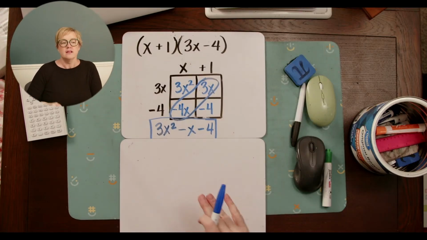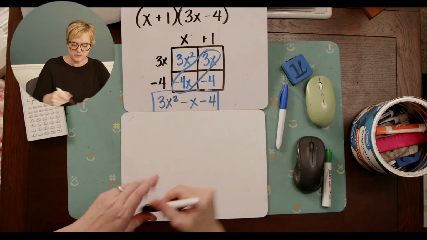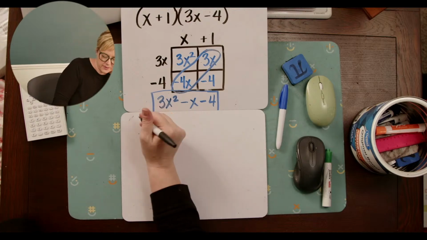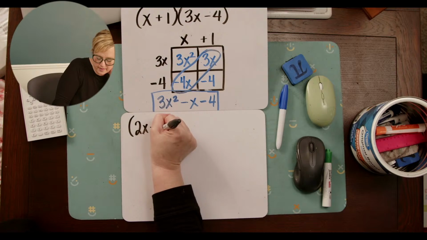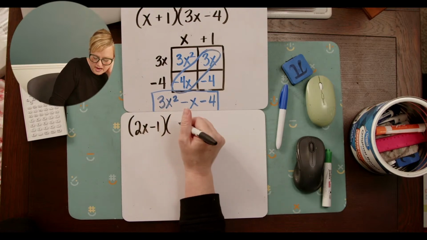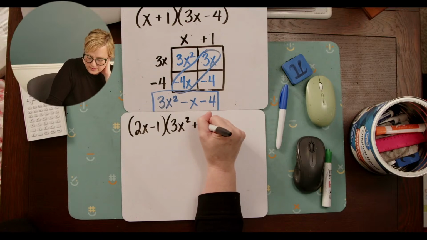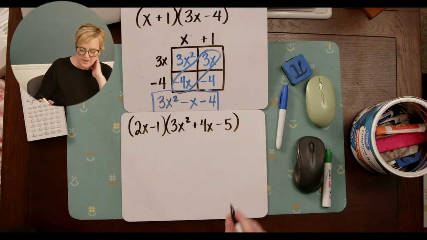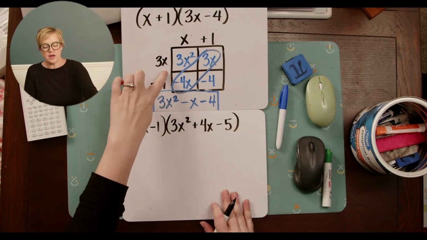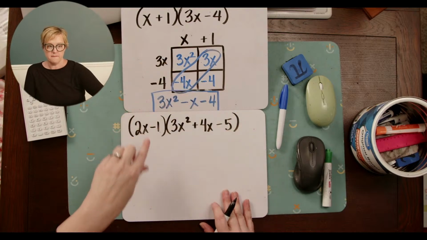All right, so let's first look at it with a trinomial, okay? If I'm multiplying two things together, like let's say 2x minus 1 times 3x squared plus 4x minus 5. Now I'm going to draw another array like this, another grid, okay?